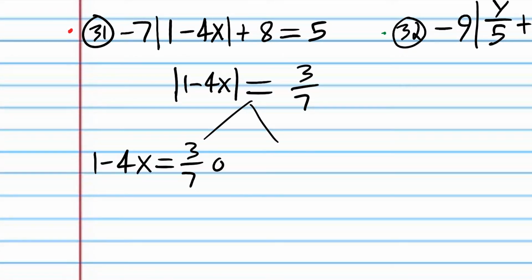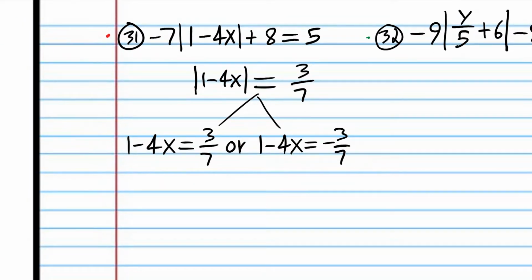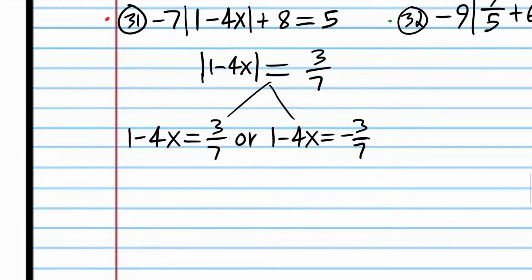So we've isolated the absolute value, so we can separate: 1 minus 4x is equal to positive 3/7, or 1 minus 4x is equal to negative 3/7. So now we're going to subtract 1 from both sides over here. Again, this negative goes with the 4 and it goes with the x. This whole part is together, but it's not part of the 1. So we're going to subtract 1 from both sides.